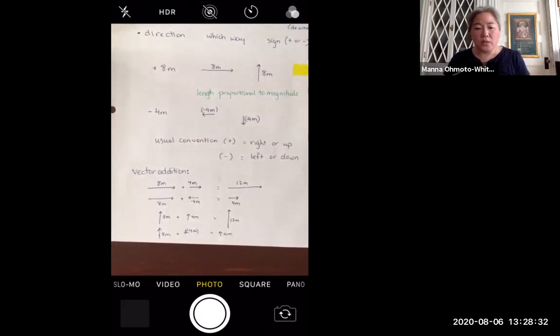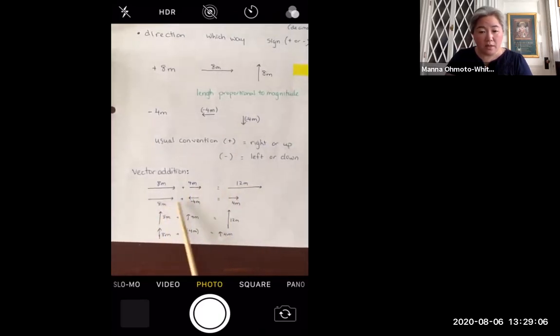So the easiest way to add up vectors, if they're moving in the same direction or the arrows are going in the same direction, you simply add up the numbers. It's as if I'm saying move 8 meters right and then move another 4 meters to the right. In total, you will have moved 12 meters to the right. So the length of this arrow is going to be about the length of these two arrows combined, and it's pointed in the same direction as this. So I could write this as positive 8 meters plus positive 4 meters equals positive 12 meters.